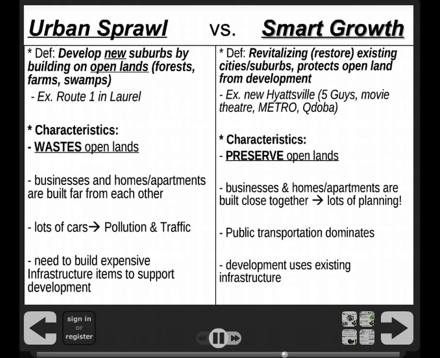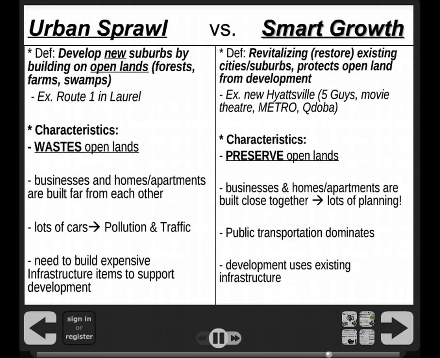By promoting smart growth, you prevent developers from destroying green space like forests and marshlands, and you use communities that already exist. Another key to smart growth is that oftentimes you have buildings that are built upwards instead of outwards.